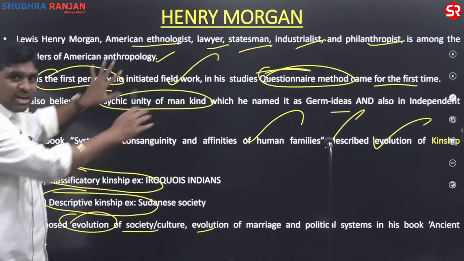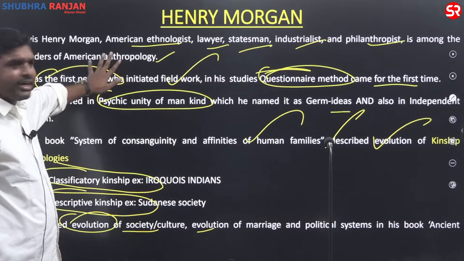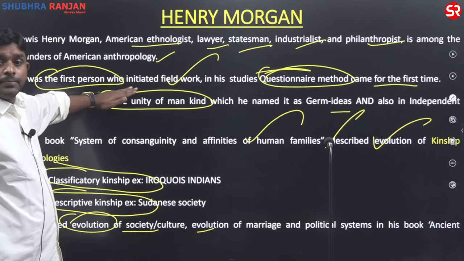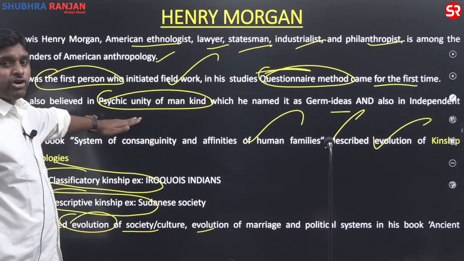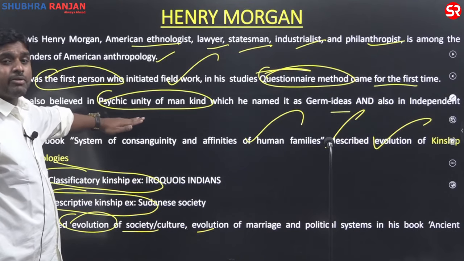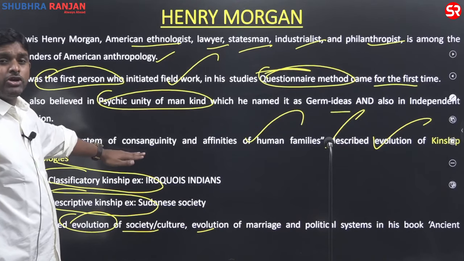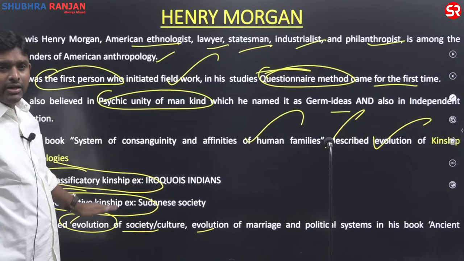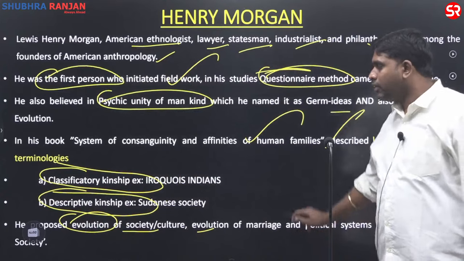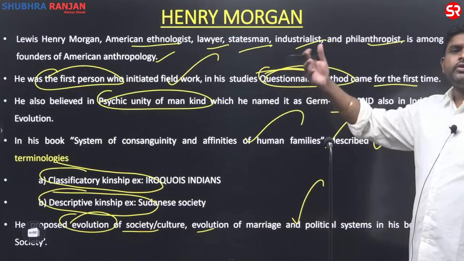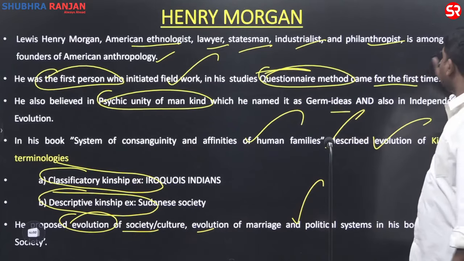Let me summarize what I am going to explain. These are the main points. First point is the introduction. Second point, he advocated for field work. He initiated what? Questionnaire method. Third one: psychic unity of mankind. What is the term given by him? Germ ideas. Fourth, he gave kinship terminologies, divided into two: classificatory and descriptive. Last one is evolution of society and evolution of marriage. How he told, I will be telling you.